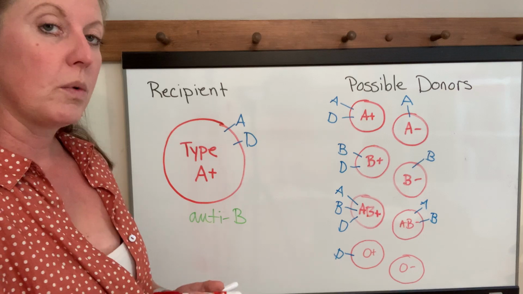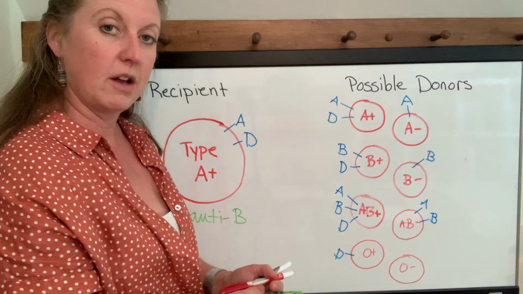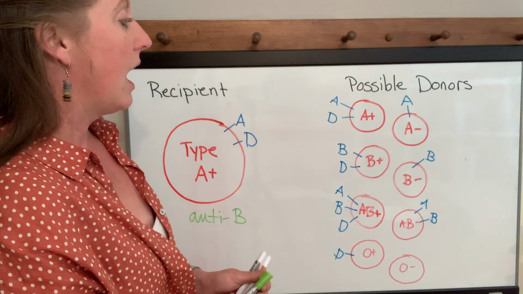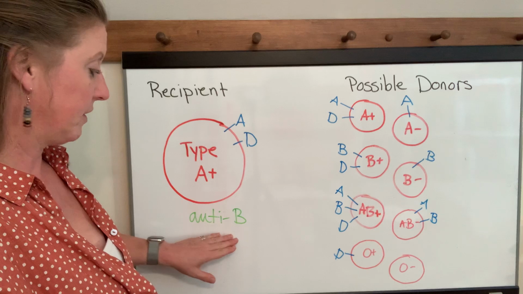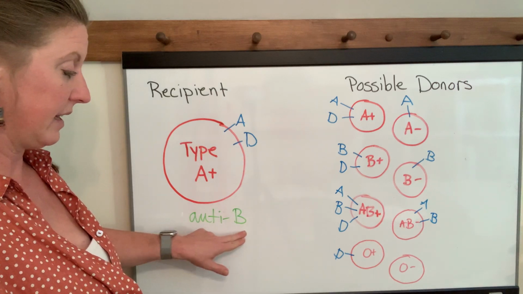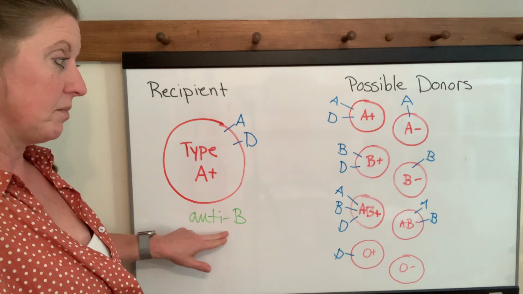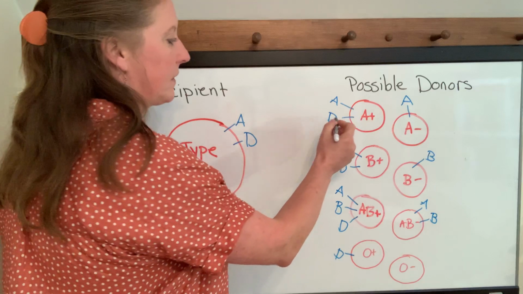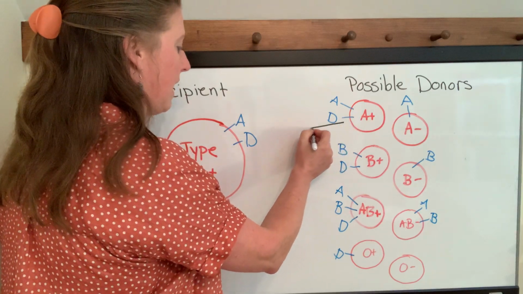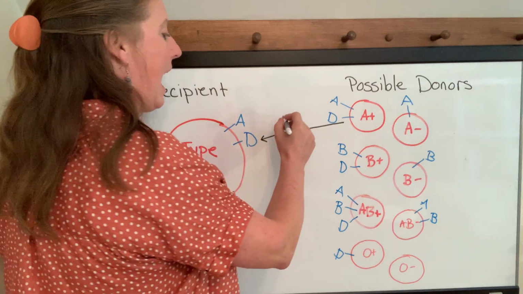All right, we're not going to worry about the antibodies in the donor's blood because there aren't enough to really cause a problem. But we are worried about the antibodies in the recipient's blood, and we have to make sure not to give them anything that has the B antigen because they have antibody B. So if I go through each of these options and I look, can I give A positive blood to someone with A positive blood? Absolutely.